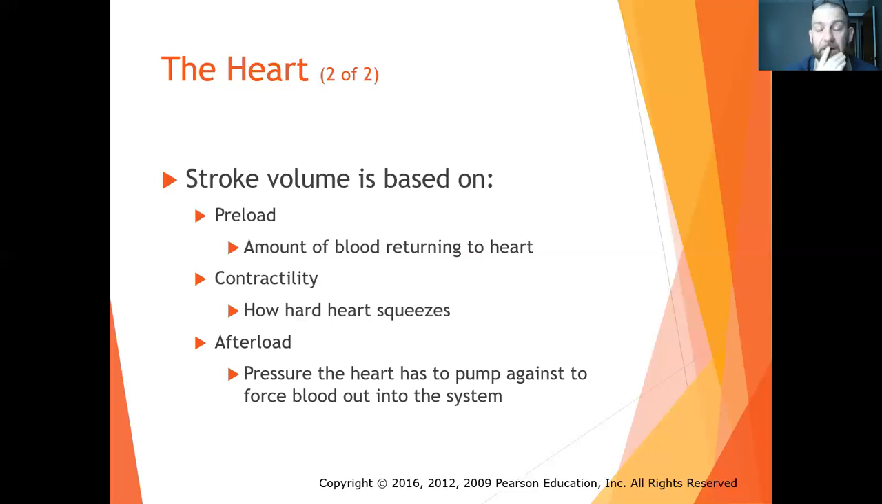So the higher your patient's hypertension is, the harder it is going to be for the heart to actually push the blood out there. If it's too high, it's not going to be able to push as much blood, and so your stroke volume will go down. So important to remember, afterload is basically systemic vascular resistance. Okay, it is not the amount of blood that comes out. That is stroke volume.